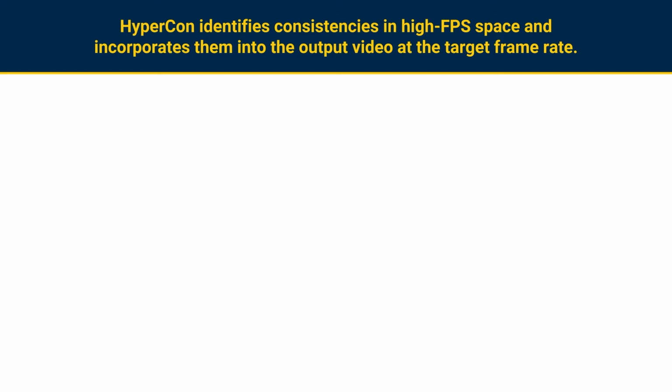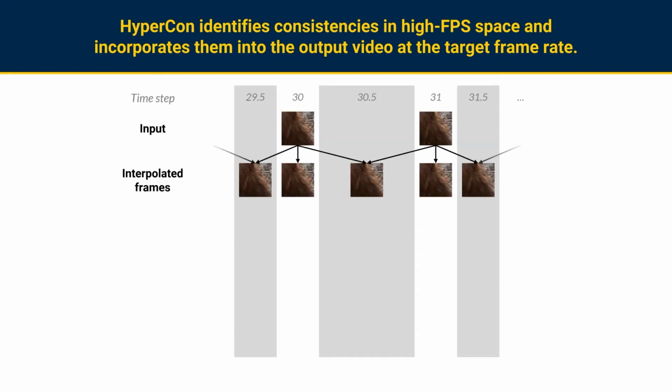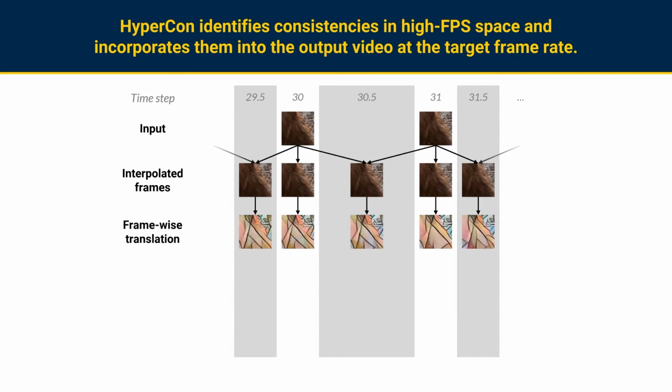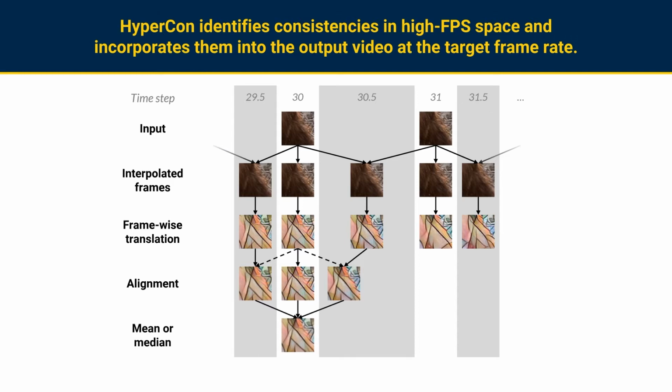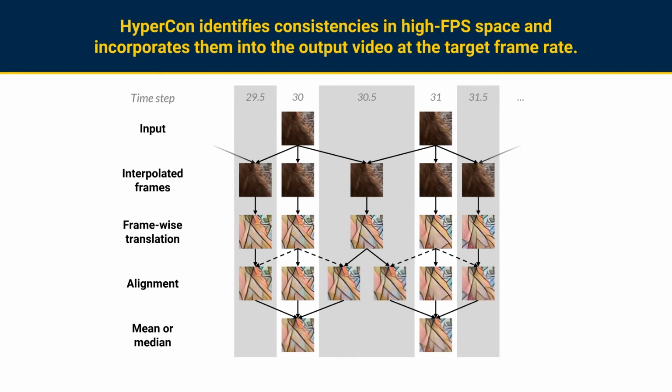We implement HyperCon as follows. First, we interpolate between the input frames to effectively increase the video's frame rate. Then, we apply the frame-wise translation model to each of the frames in the interpolated video. This diagram shows style transfer, but our method also works with an image inpainting model. Next, we align several frames in the frame-wise translated sequence to a center frame. And then finally, we take the mean or median over them to produce an output frame. We perform alignment and pooling around each full-time step, indicated here by the white columns. This way, we end up with the same number of output frames as input frames.